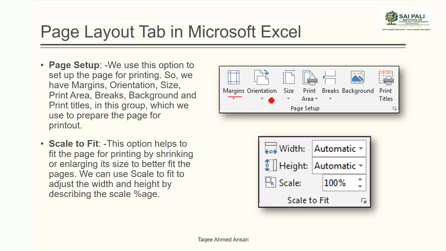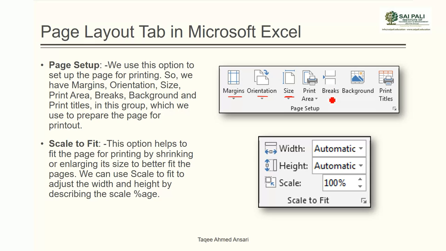You can change the orientation. We have two orientations: portrait or landscape. Then we have the option to choose the size of the paper which we want to print. We have the option to choose the Print Area, that means only the area which we want to print. Then we have the option to change the page break. By default it chooses the page break according to the page size.